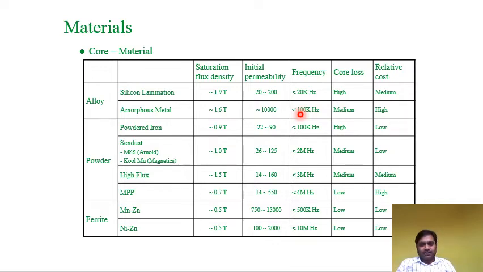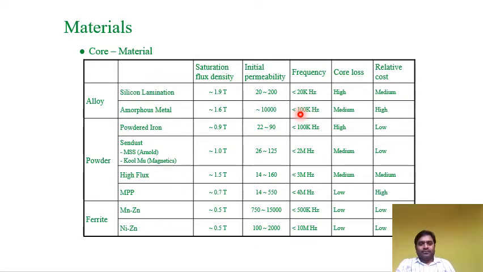And the amorphous metal core is a higher grade than the normal silicon lamination CRGO grade core, and it is a little costlier. The core loss in this core is less, and the saturation flux density is nearly 1.6 Tesla. The good thing is that the amorphous core can be used for frequencies up to 100 kilohertz, and still it gives good results. The core loss in the silicon lamination core is high, and the relative cost is medium compared to amorphous metal.